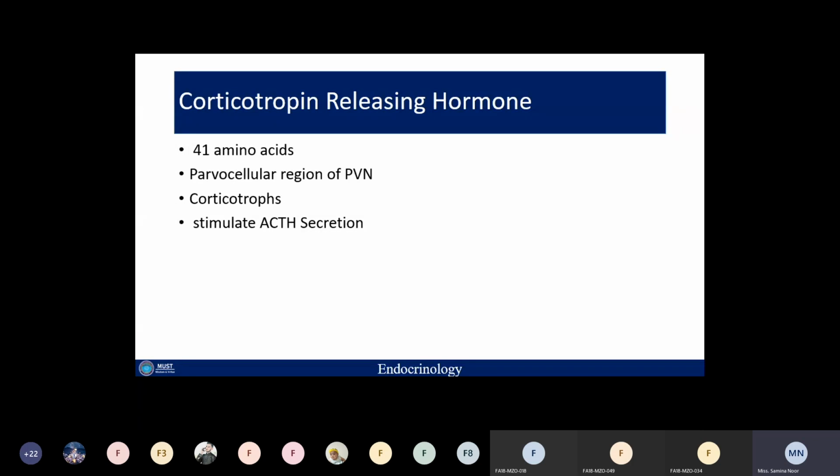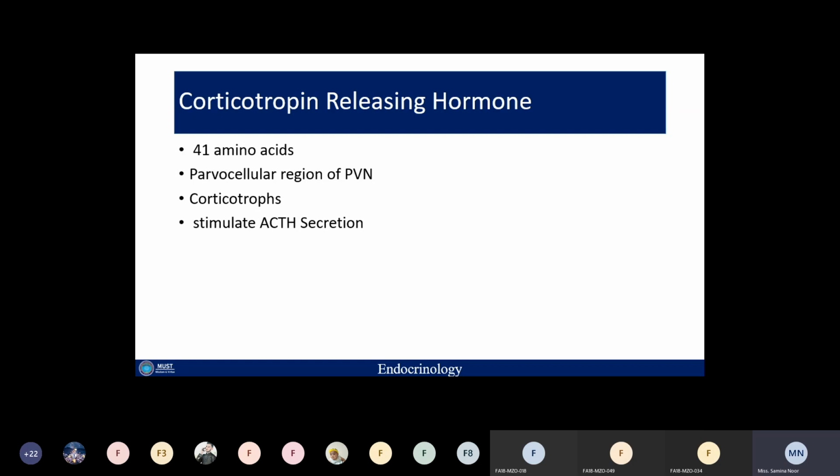So another category of releasing factors which are secreted by the hypothalamus is the corticotropin releasing hormone or corticotropin releasing factor. Its primary structure consists of about 41 amino acids. So it's also a protein hormone, and the cells for the production of corticotropin releasing hormone are mainly located in the parvocellular region of the paraventricular nuclei.